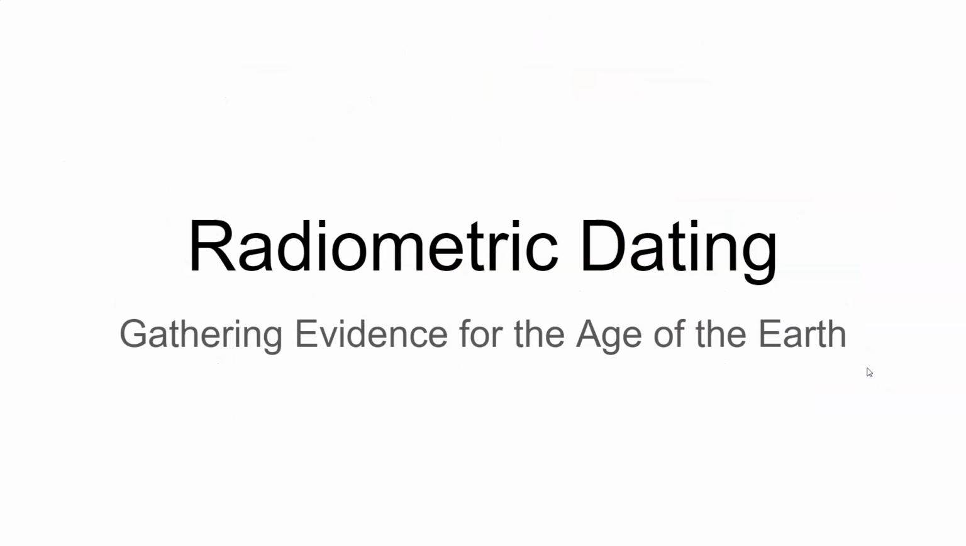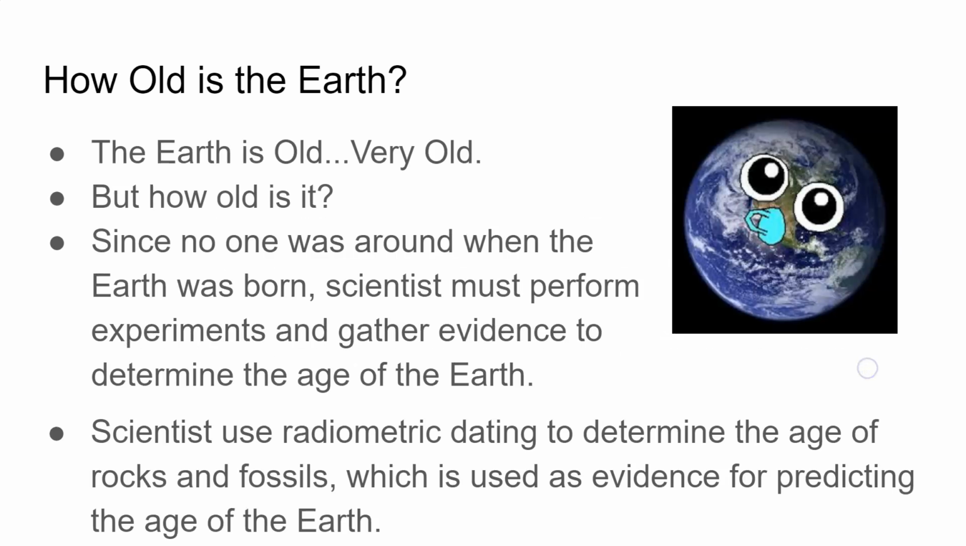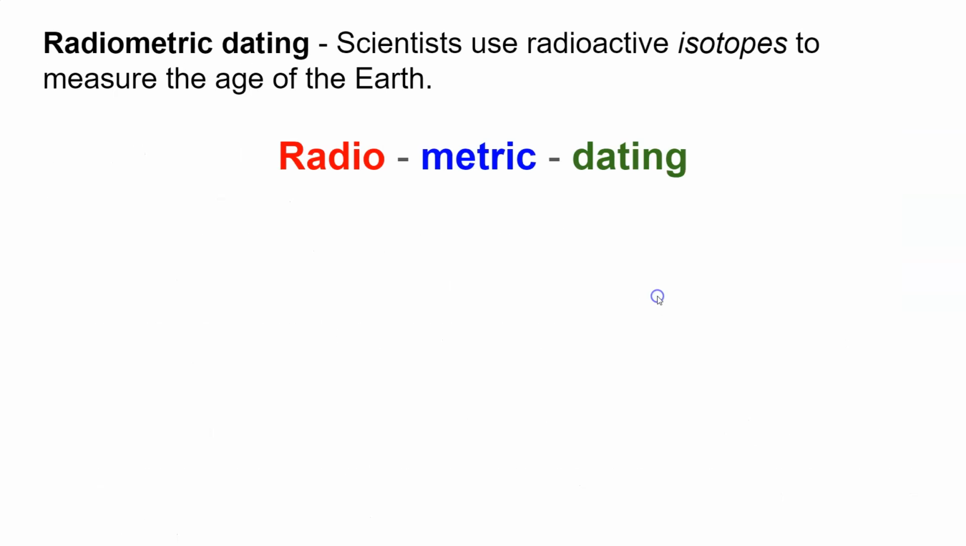So let's get into radiometric dating. If you watched the video on Thursday night, you would have seen some of this. I'm just going over some key things. First of all, the Earth is very old, right? But the question is, how old is it? No one was around when the Earth was formed, so scientists have to perform experiments and gather evidence to determine the age of the Earth. One experiment scientists like to use is called radiometric dating. It's used to determine the age of rocks and fossils, which is used as evidence for predicting the age of the Earth.